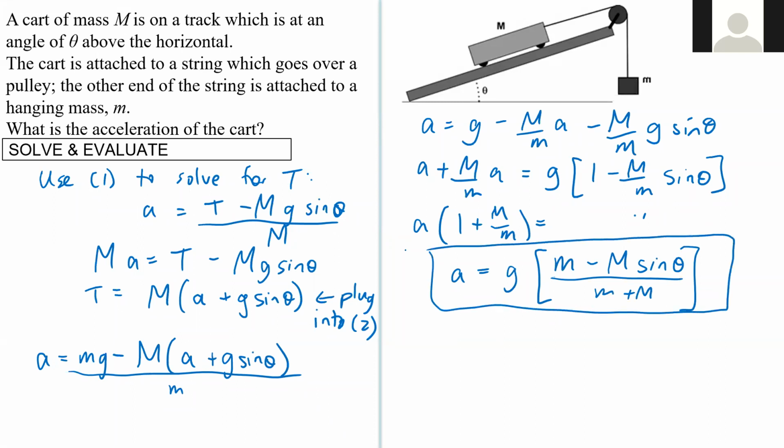I wasn't given numbers, so you can't really display a number here, but I can check a few limits if I want to evaluate this. If the cart is much, much more massive than lowercase m, then a is just going to be equal to negative g sine theta. It's going to roll backwards, and that kind of makes sense. Rolls backwards.